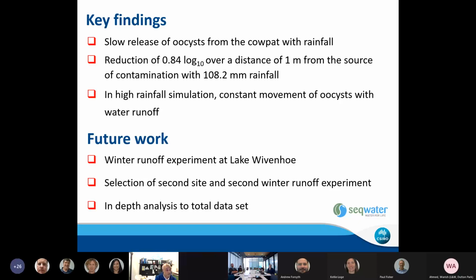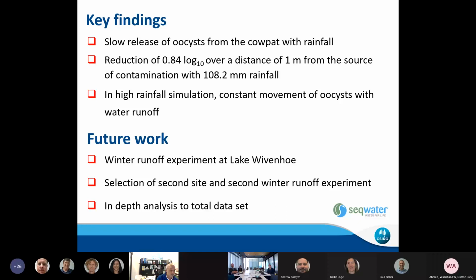But the good news is that with this amount of rainfall, in ambient conditions, Cryptosporidium does not move beyond 1.5 meters, which was the main distance we covered in this experiment. High rainfall will create excessive conditions for Cryptosporidium movement, and the water runoff volume will also determine where the Cryptosporidium will end up.